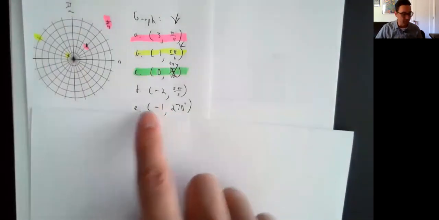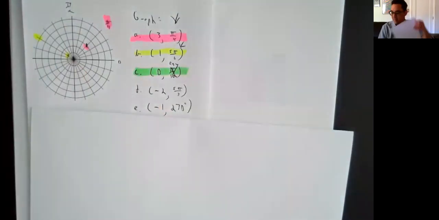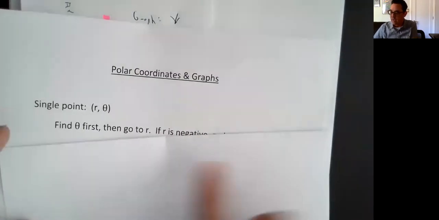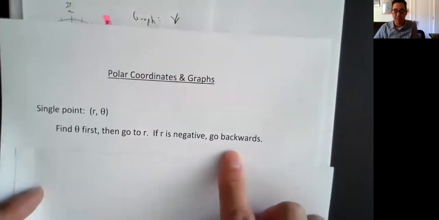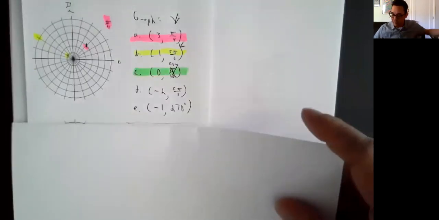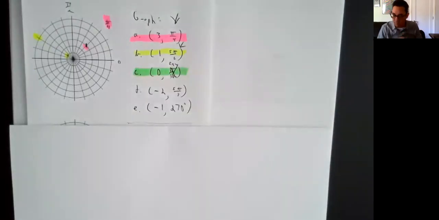Now let's talk about these ones. That was mentioned here in the notes: if r is negative, then you go backwards. So let's talk about how that works, okay?